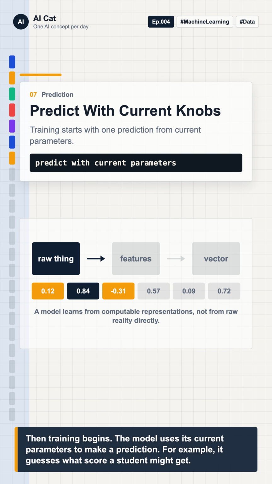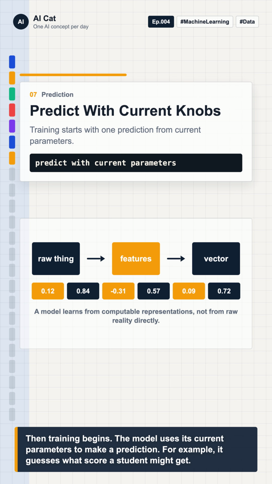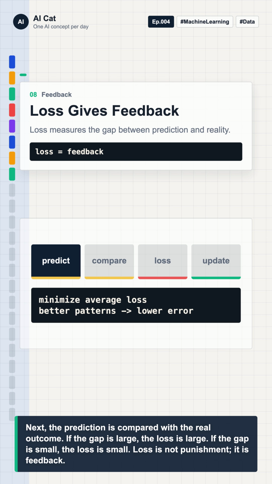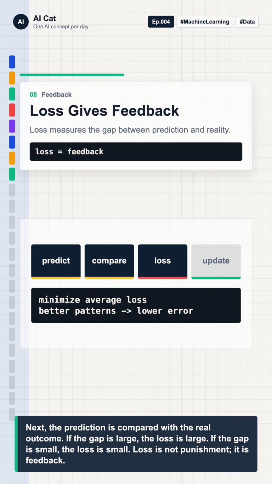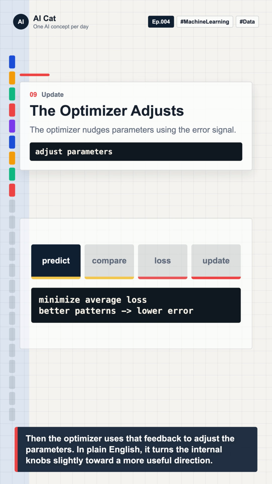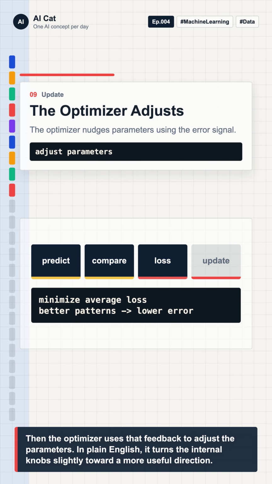Then training begins. The model uses its current parameters to make a prediction. For example, it guesses what score a student might get. Next, the prediction is compared with the real outcome. If the gap is large, the loss is large. If the gap is small, the loss is small. Loss is not punishment, it is feedback. Then the optimizer uses that feedback to adjust the parameters. In plain English, it turns the internal knobs slightly toward a more useful direction.